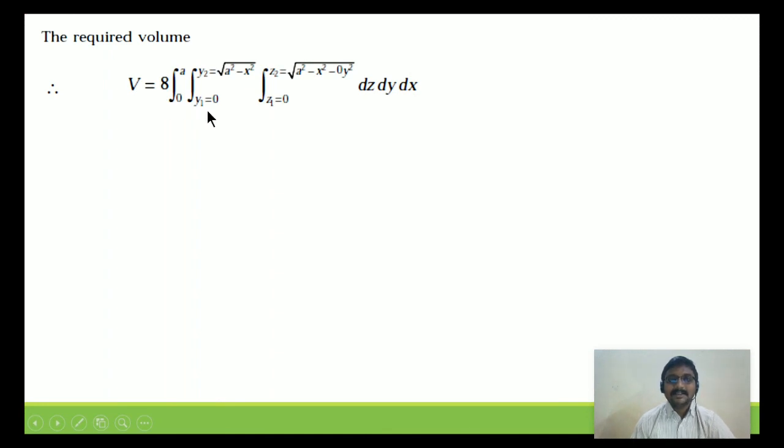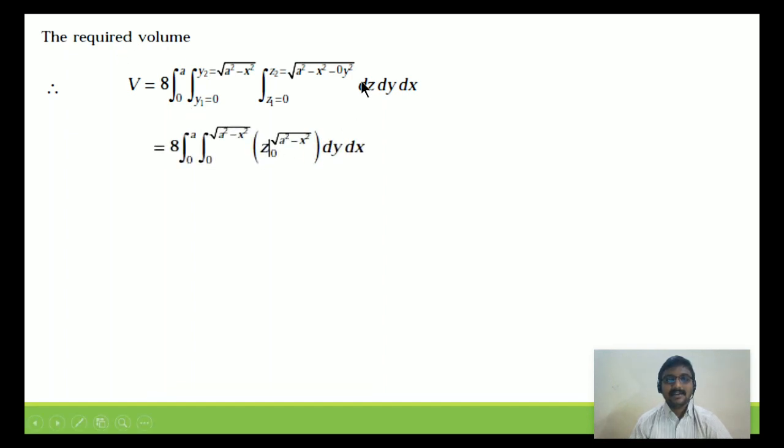But here the volume lies in all 8 octants, so don't forget to multiply the volume by 8. It is most important because the volume region lies in all 8 octants. So don't forget to multiply the volume by 8 here.